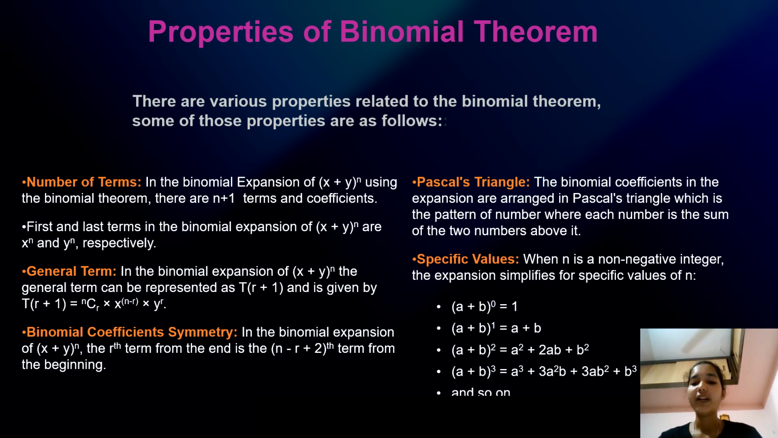Specific values. Where n is a non-negative integer, the expansion simplifies for specific values of n. (a + b)^0 = 1. (a + b)^1 = a + b. (a + b)^2 = a^2 + 2ab + b^2. (a + b)^3 = a^3 + 3a^2 b + 3ab^2 + b^3, and so on.